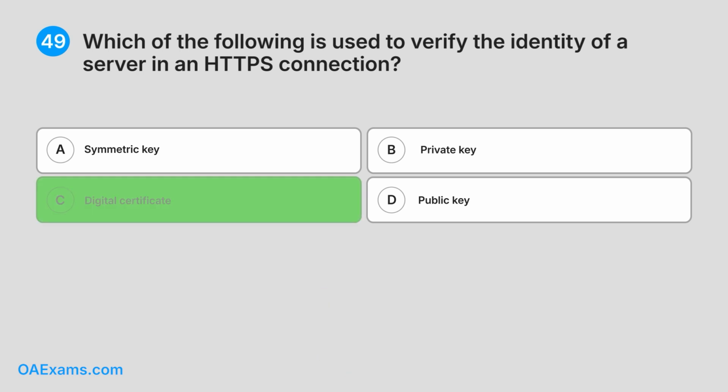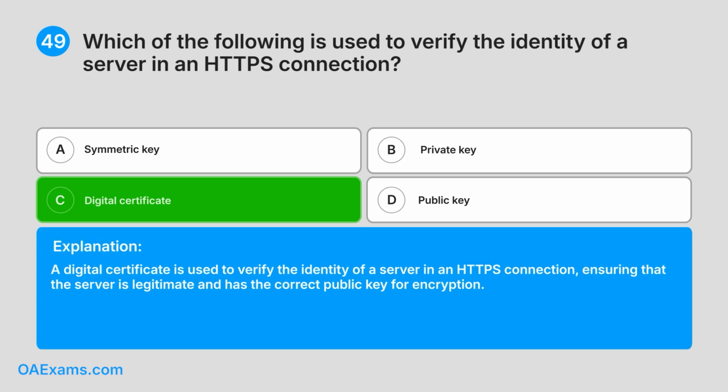Correct answer. C. Digital certificate. Explanation. A digital certificate is used to verify the identity of a server in an HTTPS connection, ensuring that the server is legitimate and has the correct public key for encryption.